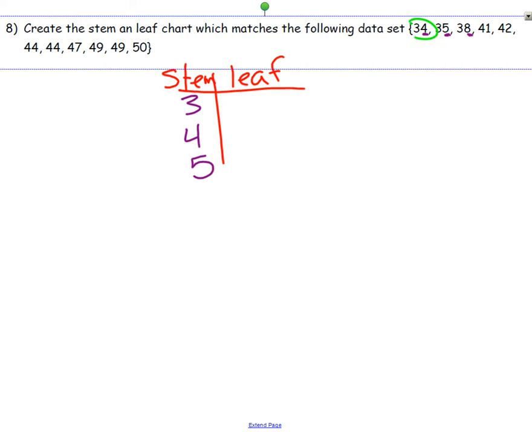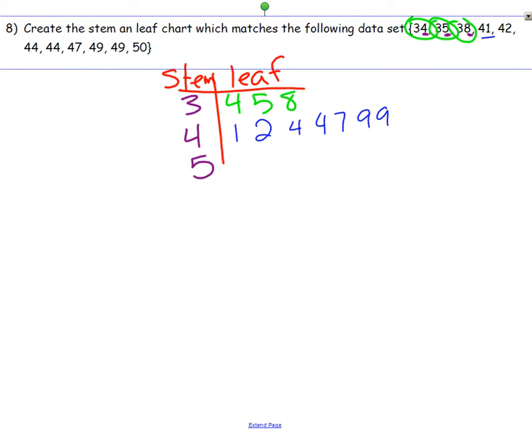So how can we show the number 34? 4. We'd have to put a 4. How can we show 35? With a 5. 38? With an 8. You don't need commas. You shouldn't put commas. You won't see commas, because it's always just going to be single digits. Right? How about for the 40s? We'd have 1, 2, 4, 7, 9, 9, and 0. Okay?